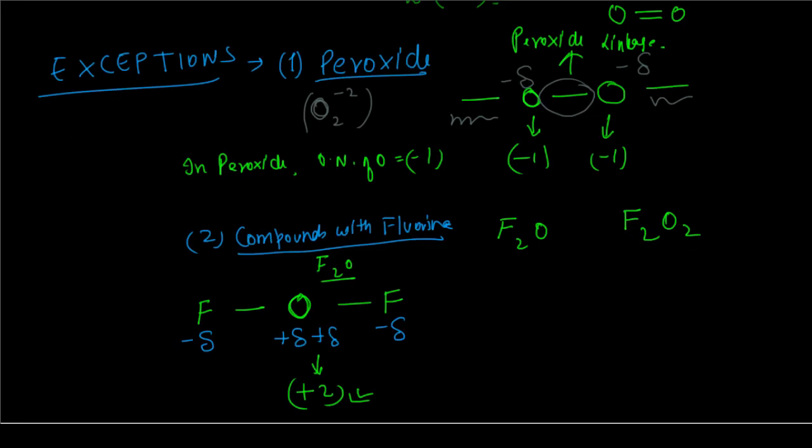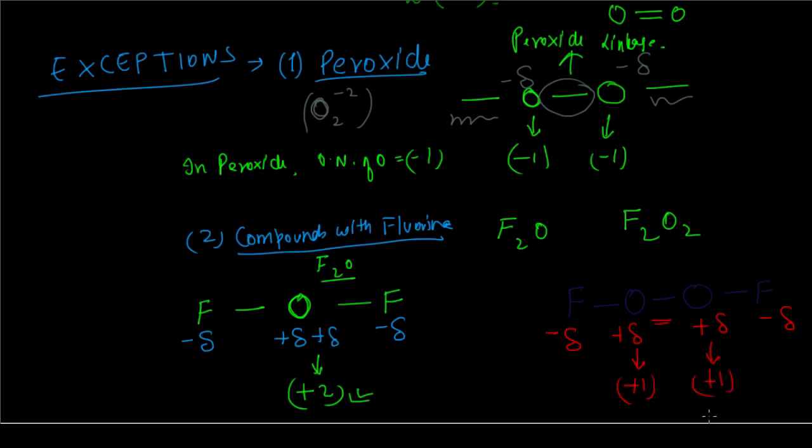Next, come to F2O2. In F2O2, fluorine forms one bond with O, then this O forms another bond with another oxygen atom, and this forms another bond here. So check the polarities of the molecule. There is a peroxide linkage, right? So here you have a partial negative charge, here a partial positive charge, here a partial positive charge, here a partial negative charge. So this is a peroxide linkage, non-polar. So each oxygen atom has an oxidation number of +1.